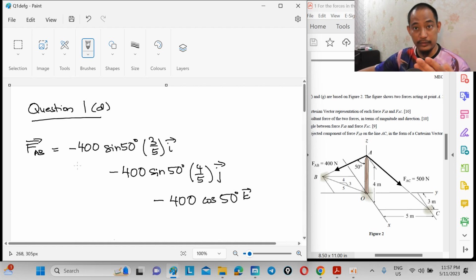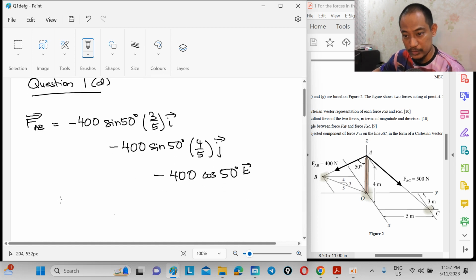It's not worth gambling at this point in the exam. But if you have already done enough exercises, normally this one you can do just by looking. So from here, because you have to express until the end, minus 400 times sine 50 degrees times 3/5, minus 183. Now we will need to find the resultant later, so I'll take enough significant numbers or decimal points.